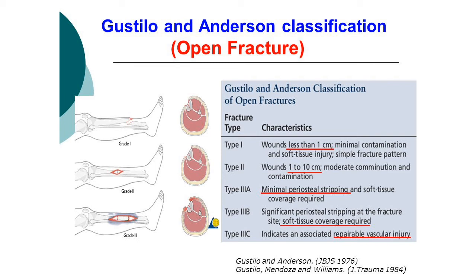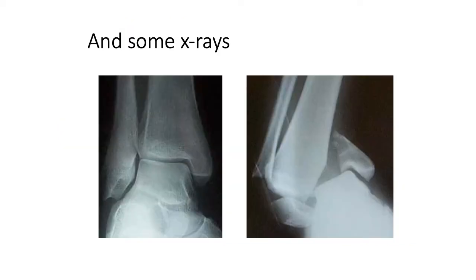there is an associated neurovascular injury. This is an example of an ankle fracture dislocation, and you can notice the adduction injury, or the vertical fracture line separating the medial malleolus, with a transverse fracture of the lateral malleolus and ankle dislocation.